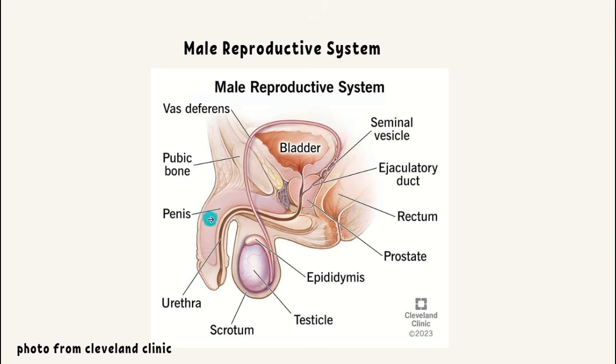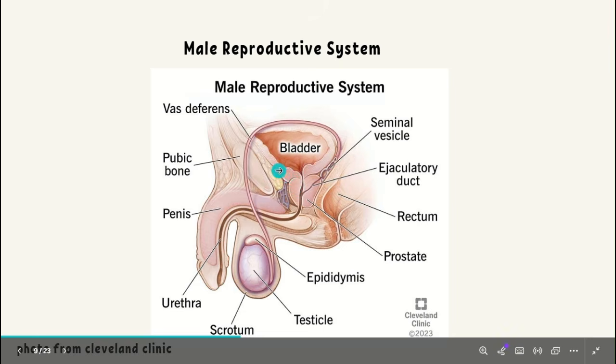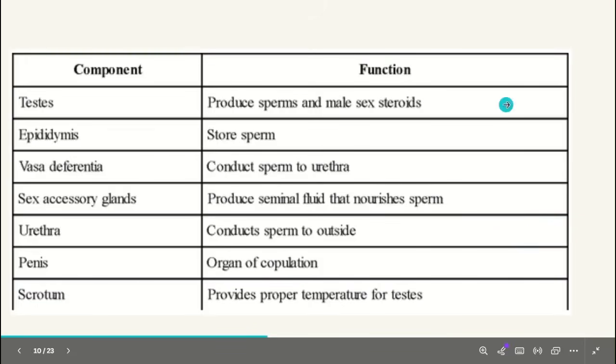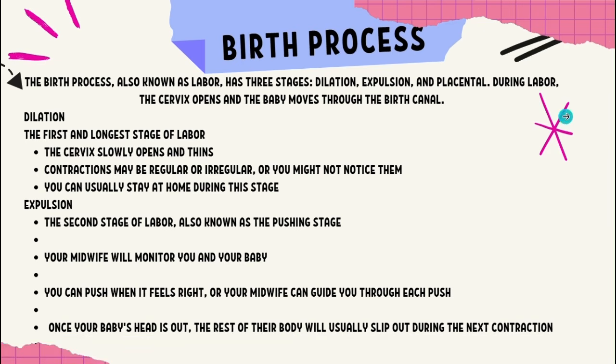And then this is pretty much self-explanatory, right? It's basically the opening where urine, semen, everything passes through the penis. So basically those are the functions, and now the birth process.